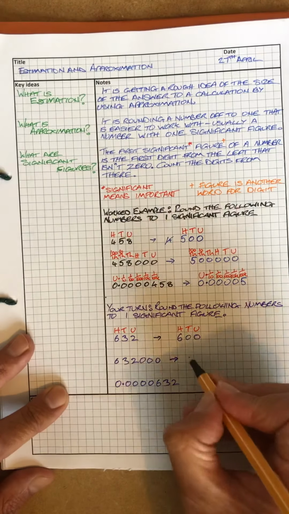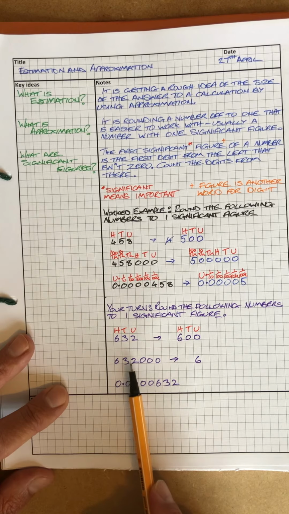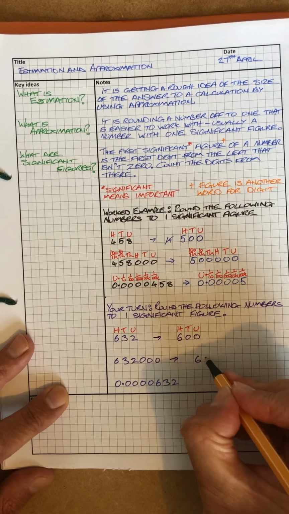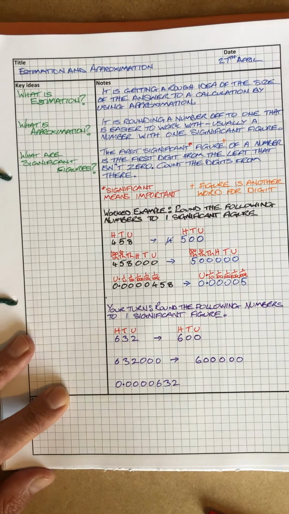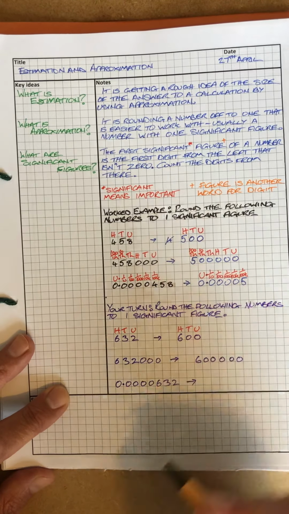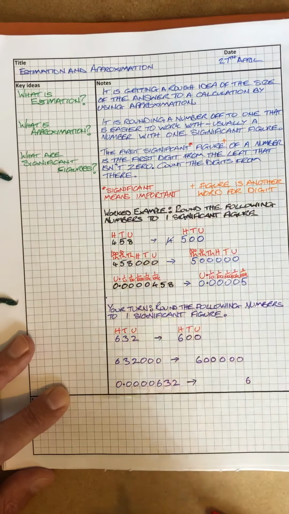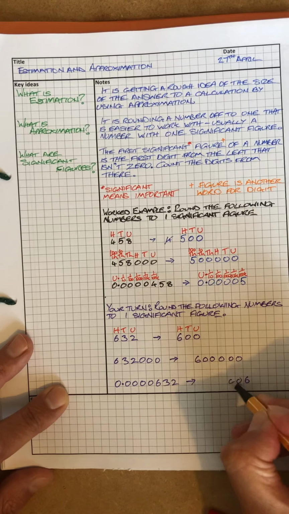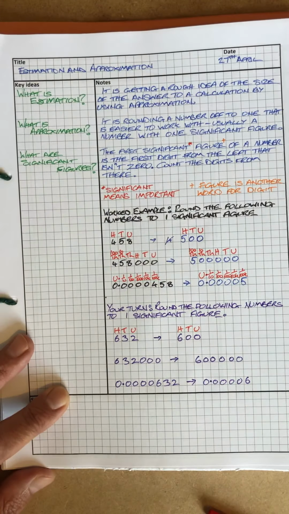Second one, again, keeping the 6. Again, it's going to round down. There are 1, 2, 3, 4, 5 columns after the 6, so I'm going to have 5 zeros, 600,000. And the last one, again, I'm keeping the 6. Again, I'm going to round it down. It's just going to stay as a 6. In front of it, there are 1, 2, 3, 4 zeros before the decimal point. And there we are.